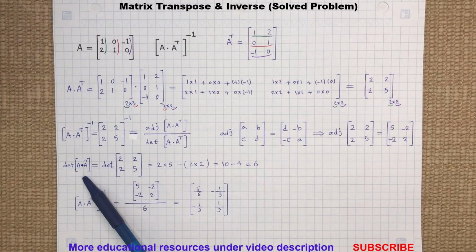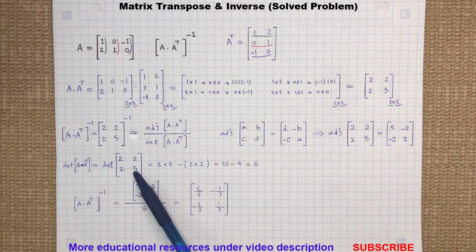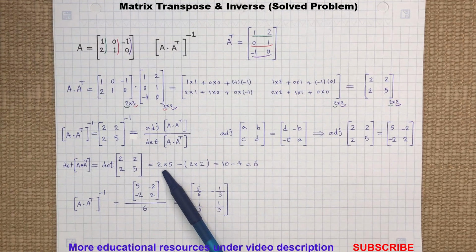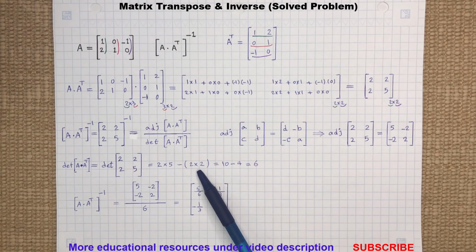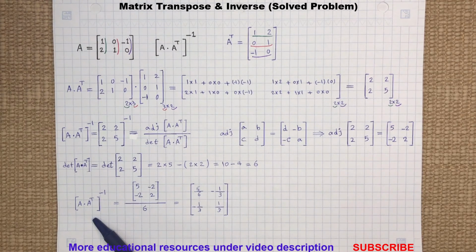To find the determinant of this 2 by 2 matrix, we multiply main diagonal elements 2 by 5 and then subtract from that the product of the opposite diagonal, 2 by 2, which results in 6. And finally, the inverse of the matrix will be its adjoint matrix divided by its determinant.